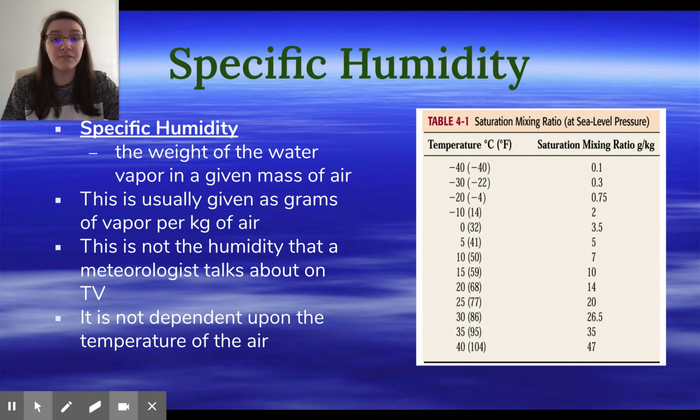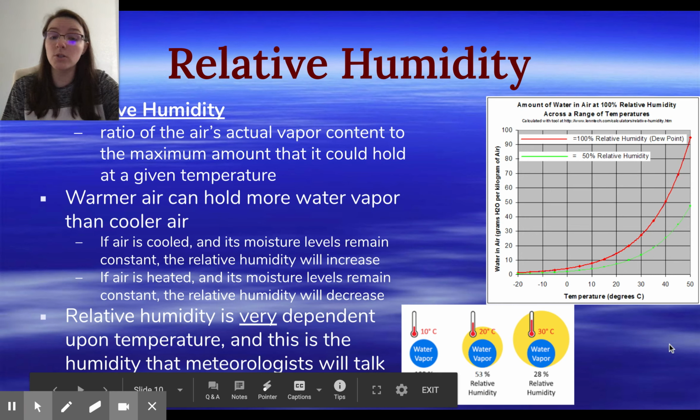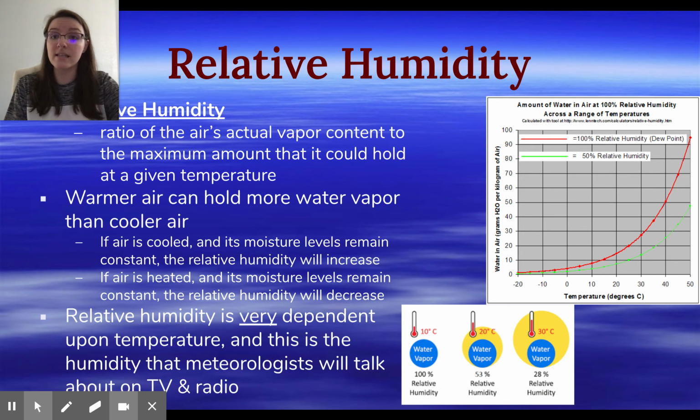This is not the kind of humidity that you see on your phone when you look at the weather, or that meteorologists are talking about on the news. This is not as dependent on the air temperature, and it is specifically how much water vapor is in this cup full of air. Relative humidity is what you are probably more familiar with. It is a percentage or a ratio of the air's actual water vapor content to the maximum that it can hold at a given temperature.